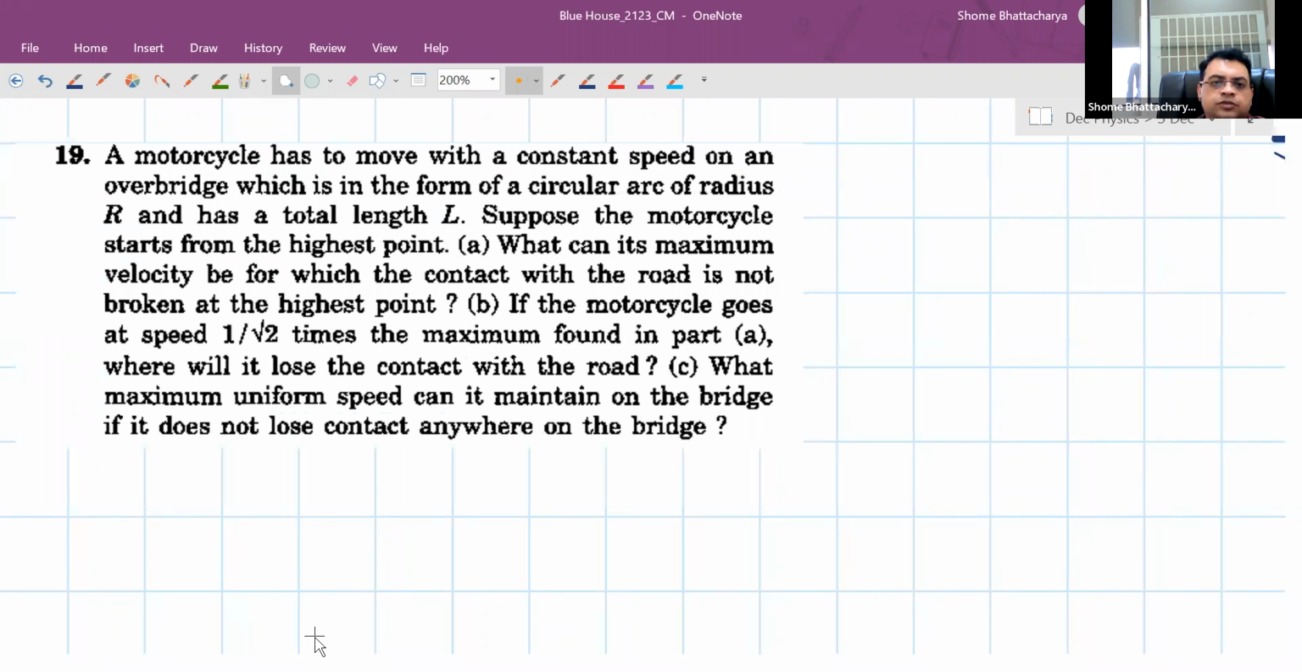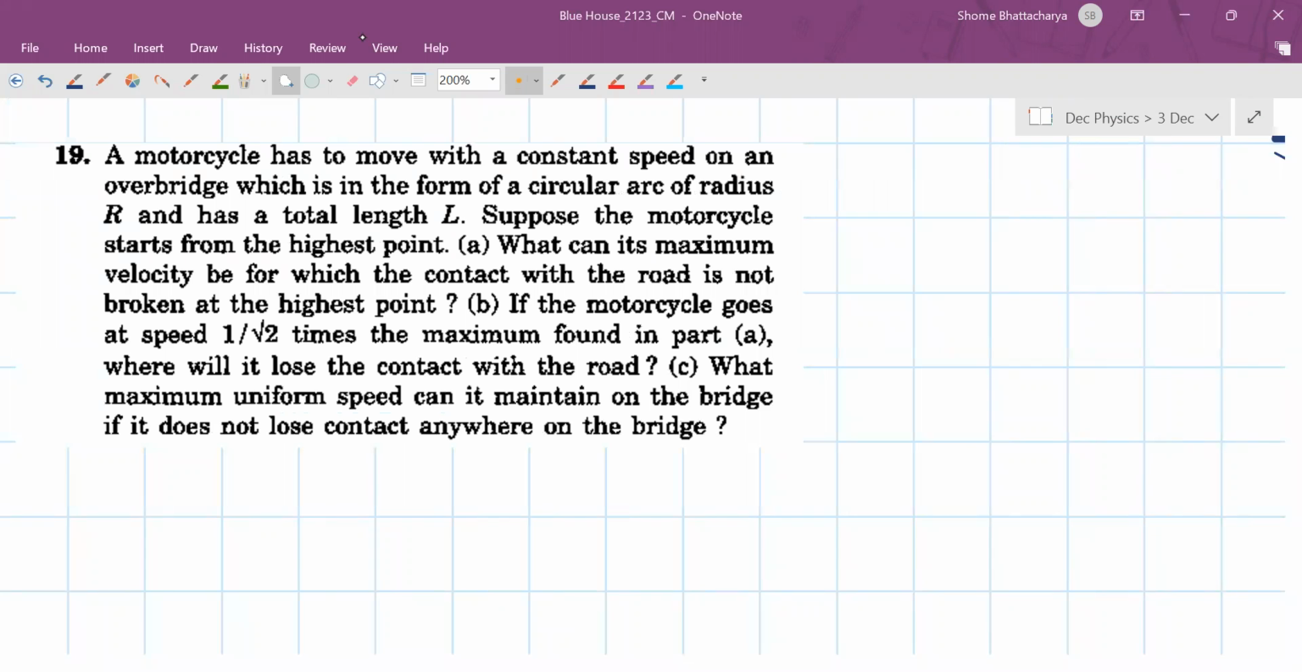Okay, so let's go through the question first. A motorcycle has to move at constant speed on an overbridge which is in the form of a circular arc. So it starts from the highest point. What is the maximum speed with which it can start so that it does not lose contact right away at the point at which it starts?